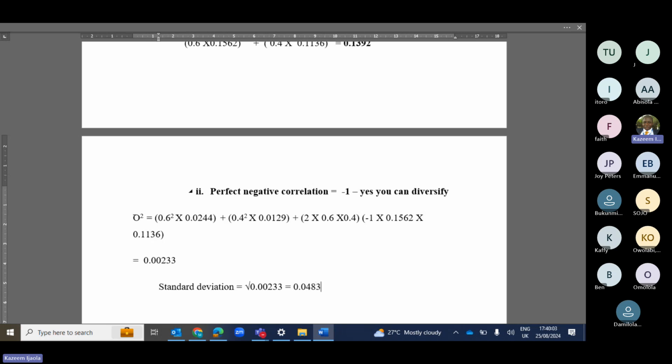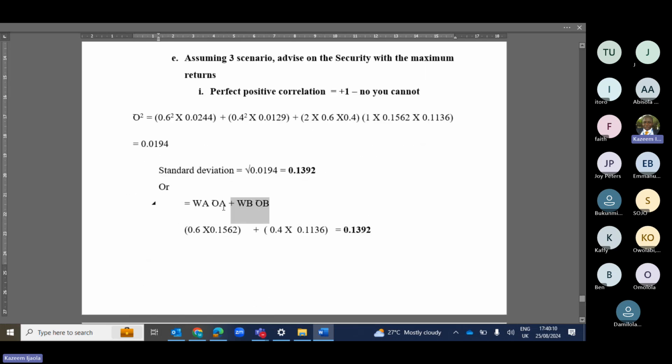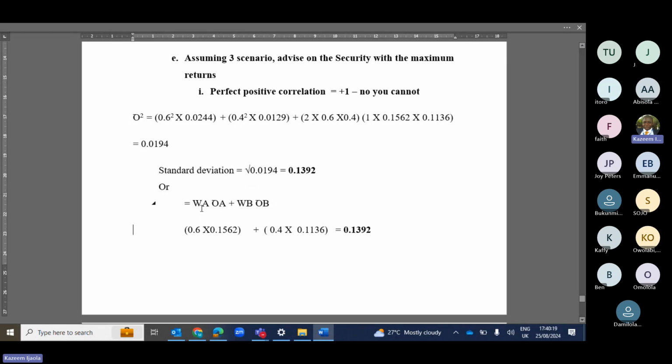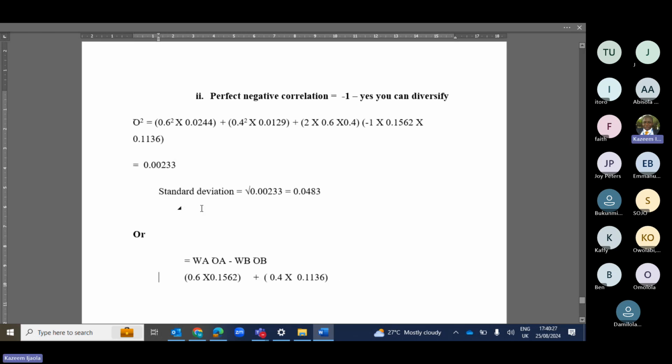So the answer is 0.0483. For these ones too, the second formula is this. The formula we use for the positive, we add up the two. Under perfect negative, you will subtract. So let's pick the same variables that we have, but instead of adding, we will subtract. So just say this will be minus. Whatever we get here must be the same as the answer.